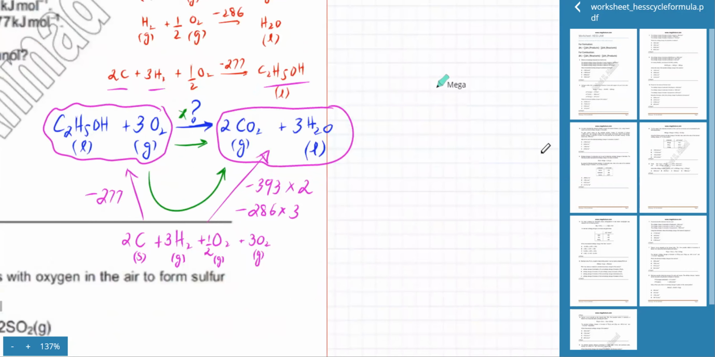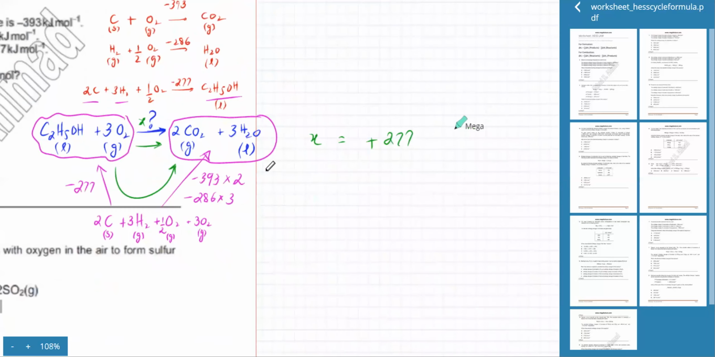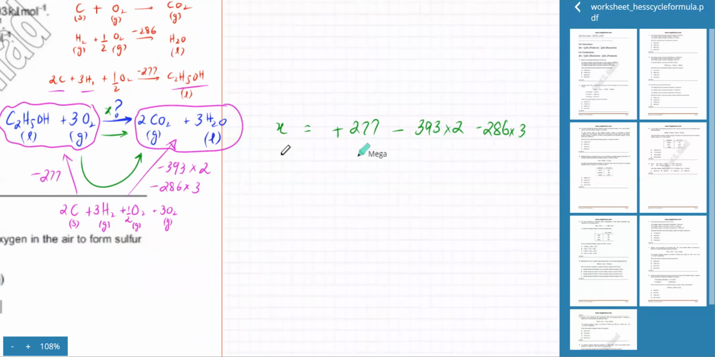So path number 1, which is x, should be equal to, the sign of this thing should change because I need to go from this point to this point, so I need to go in the opposite direction. So this would be plus 277. And the other ones would remain the same because I'm going in the same direction as the arrow. So it's going to be minus 393 times 2 and minus 286 times 3. And we can find the value of x.